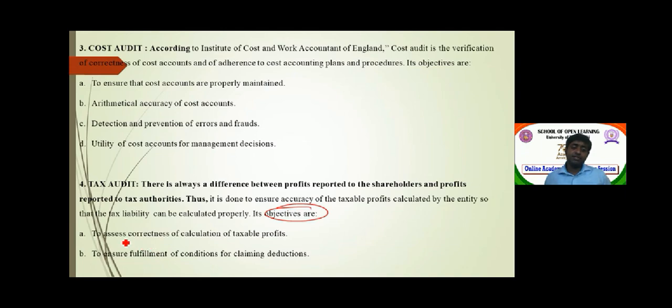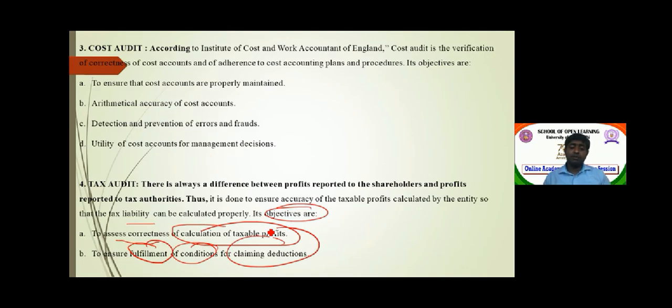So there are two big objectives behind this tax audit. The first is to assess the correctness of the calculation of taxable profit. So whatever taxable profit we are saying that we have earned, we are going to assess it, we are going to check the correctness of that figure. And then next is to ensure fulfillment of conditions for claiming deduction.